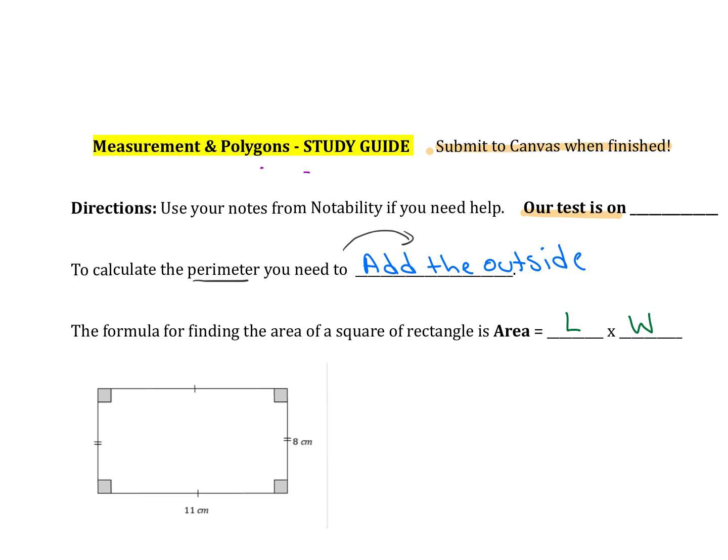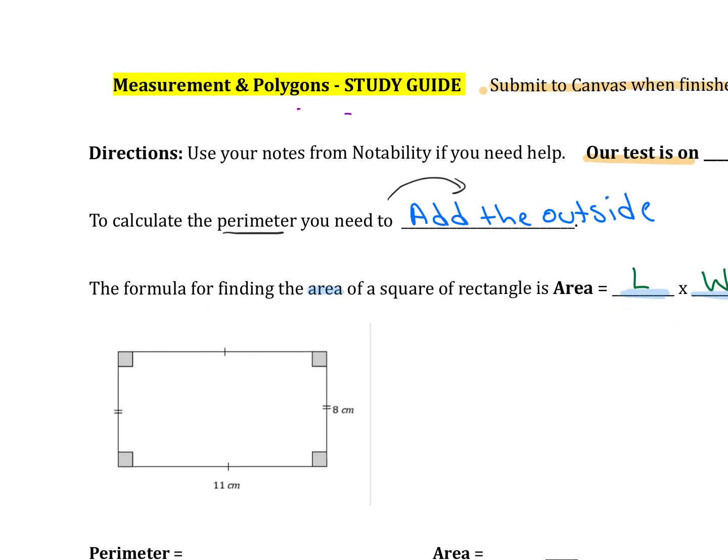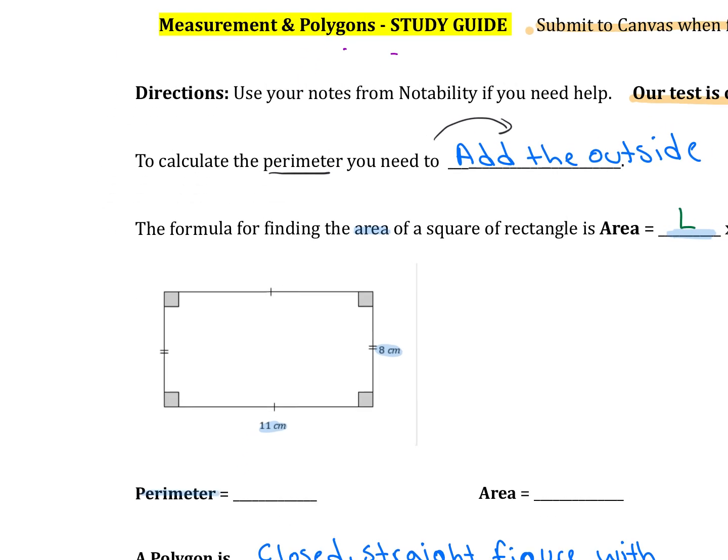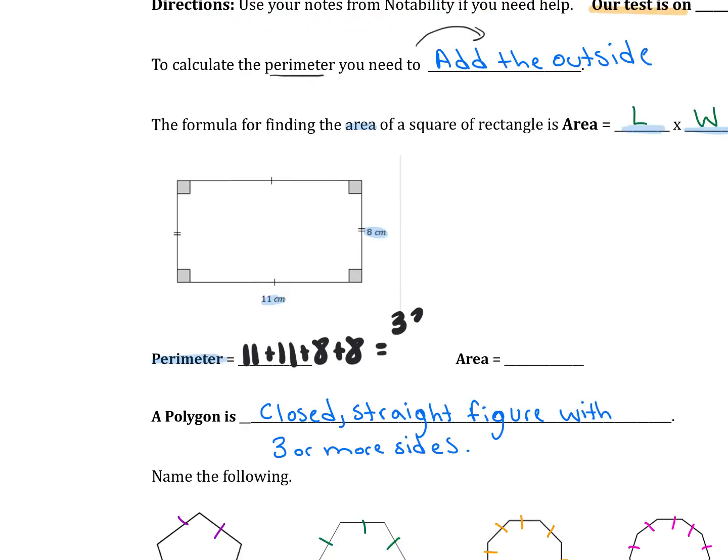To find the area of a rectangle, it's length times width. So let's take a look at our rectangle here. What did you get for the perimeter of your rectangle? You should have gotten 38 centimeters for your perimeter, and for your area, it's 11 times 8, 88. Don't forget centimeters squared.